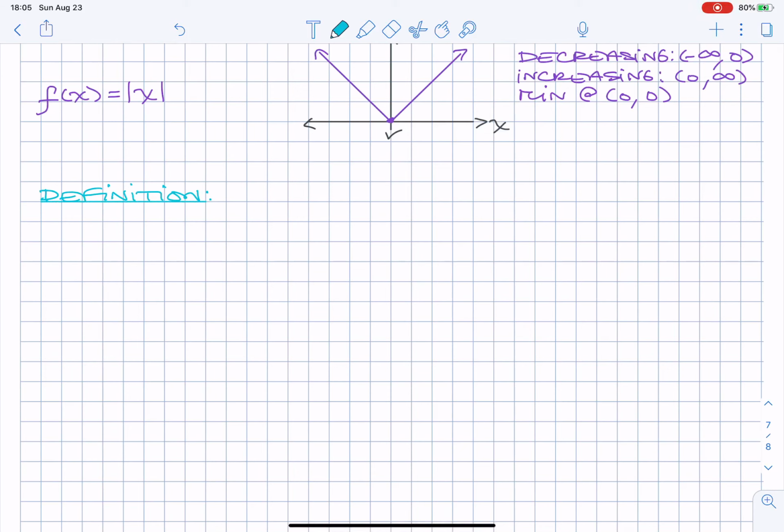Okay, so the graph of f of x has, number 1, an absolute maximum.